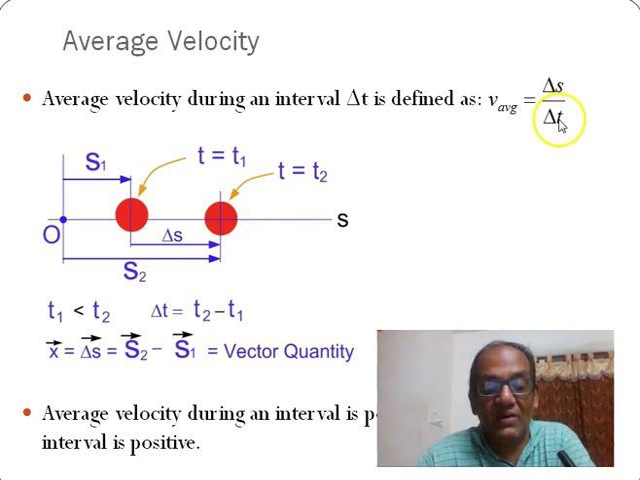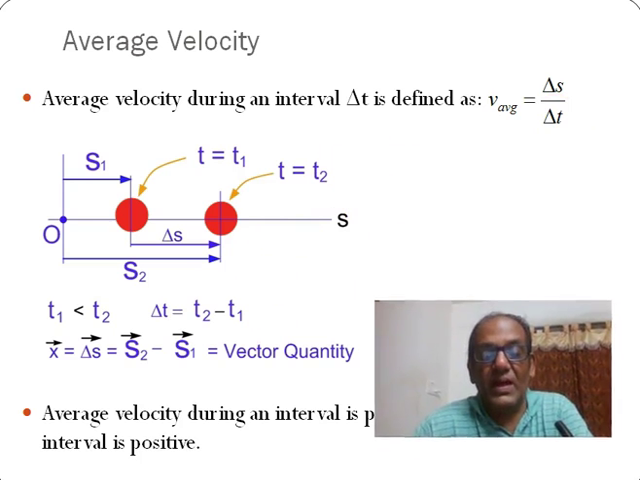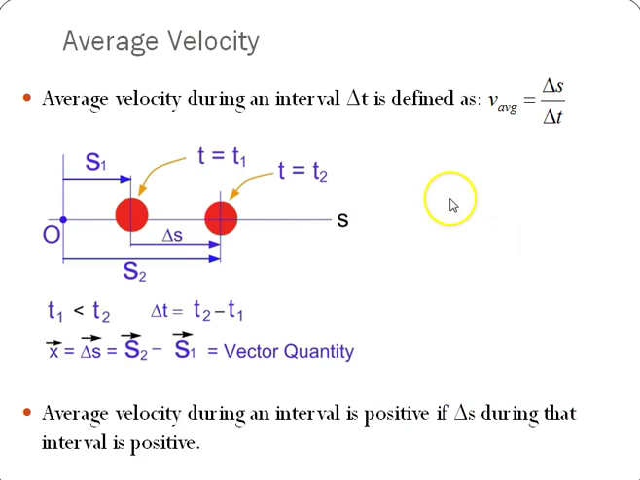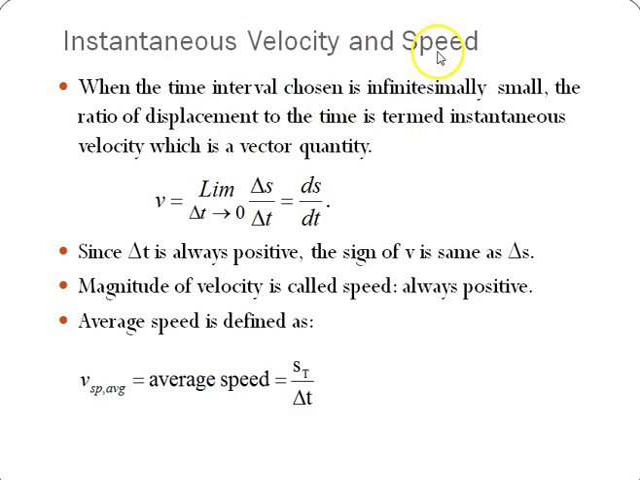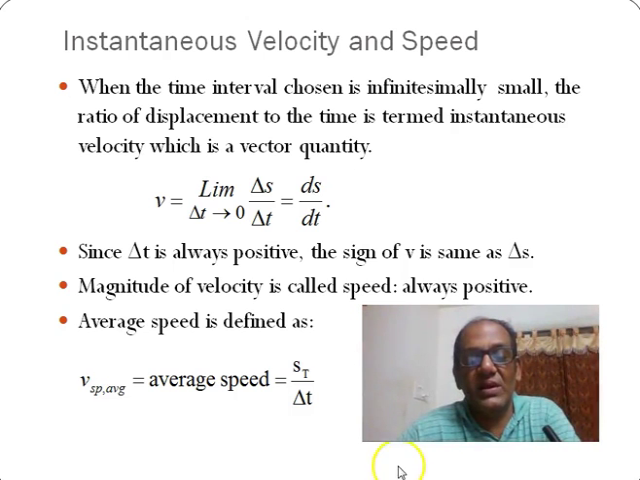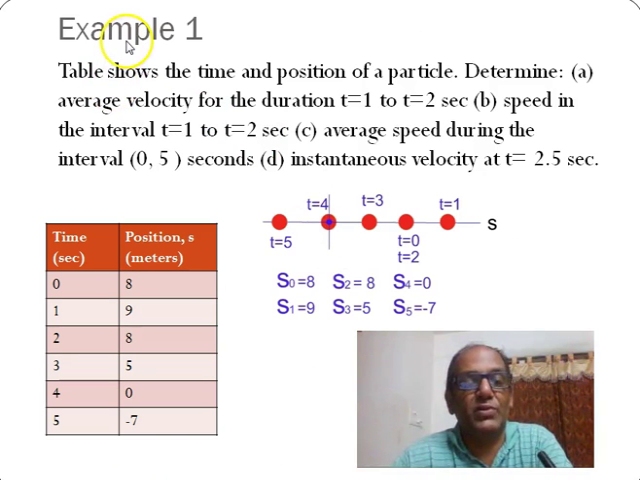These quantities, that is average velocity and then instantaneous velocity, speed and average speed, could be totally different quantities. We'll try to see a couple of examples to illustrate this difference. Let us look at example 1. In example 1, this table here shows the positions of a particle. At time t is equal to 0 seconds, it is 8 meters from the origin.